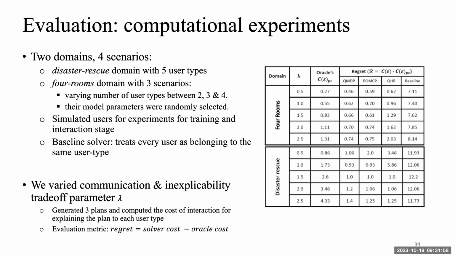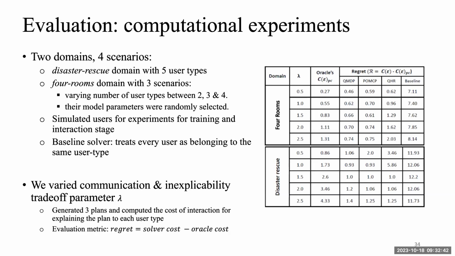Almost done. Finally, in our experiment, we varied the communication and inexplicability trade-off parameter, lambda. For each value of lambda, we generated 3 plans, and we computed the cost of interaction for explaining these plans to each of the user types that had been defined. Finally, we had the evaluation metric, which was a regret metric, which takes the difference between the solver cost, this is our solver, and an oracle cost. The oracle cost is the cost of interaction for an oracle which already knows the user's type. So here are the results.